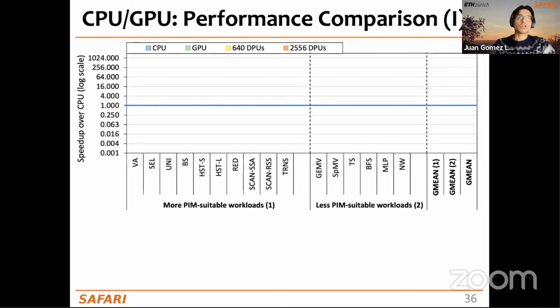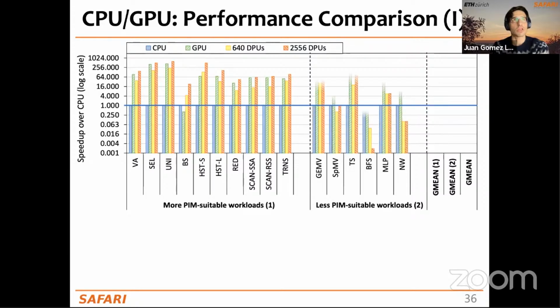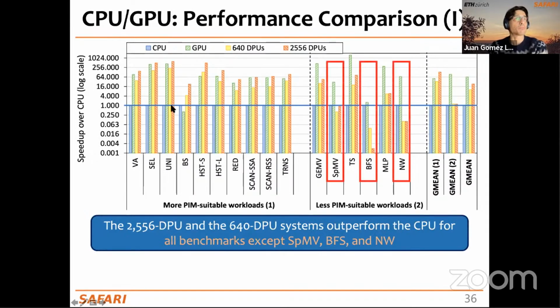And we observe that out of the 16 workloads, some of them are more suitable for processing in memory, those ones here on the left. In total, 10 of the 16 benchmarks, while for 6 of the benchmarks, we can say that they are less PIM suitable. And we are going to see why. And here on the right-hand side of the plots, you see the geomean for the more PIM suitable ones, the geomean for the less PIM suitable ones, and the geomean for all of the workloads. And in the plot, we have results for CPU, GPU, and then for the 2 UPMEM-based PIM systems.